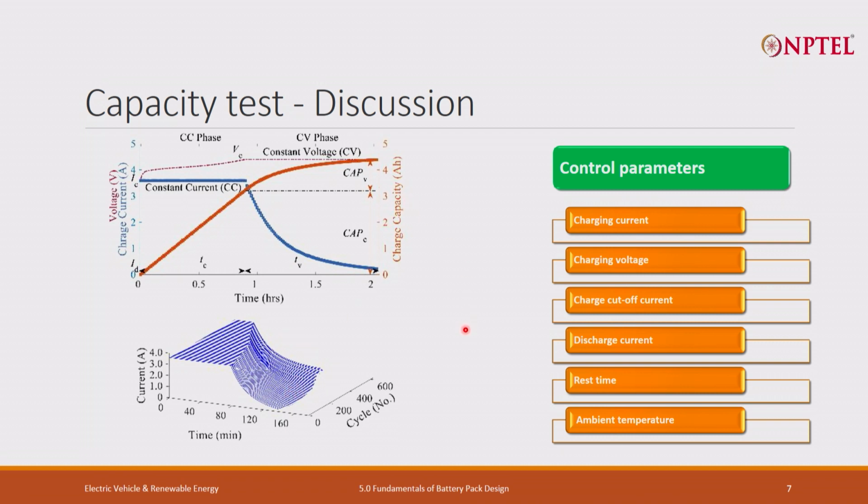And when you perform this capacity test at a particular C rate and at particular temperatures, then you can arrive at curves like this. This will give information about the amount of degradation that has happened, because it's very difficult to know the state of health for any battery pack. So capacity test is a standard test followed to see the capacity fading.